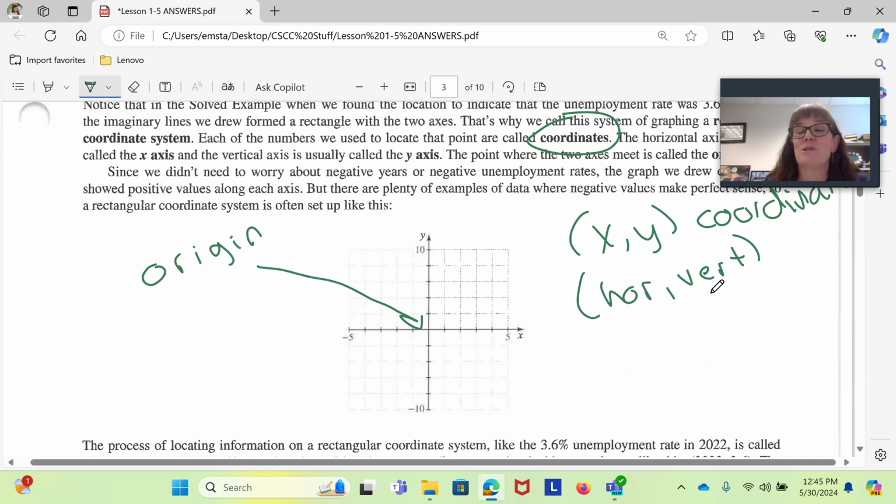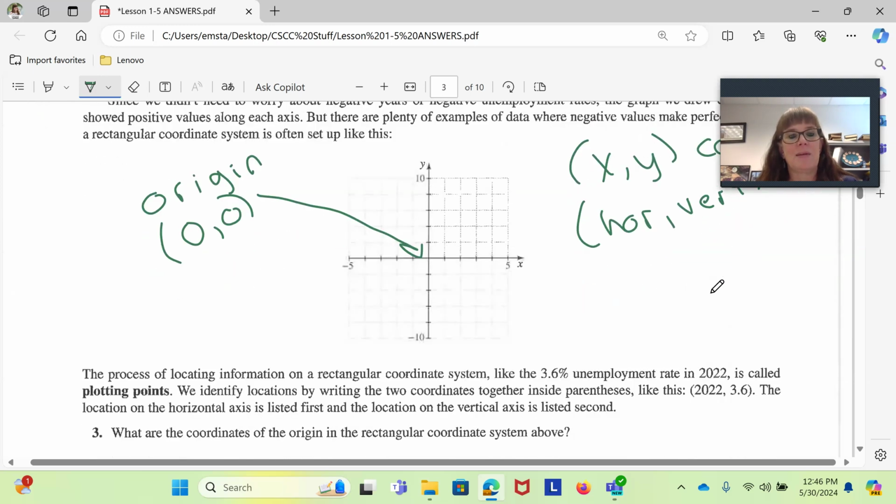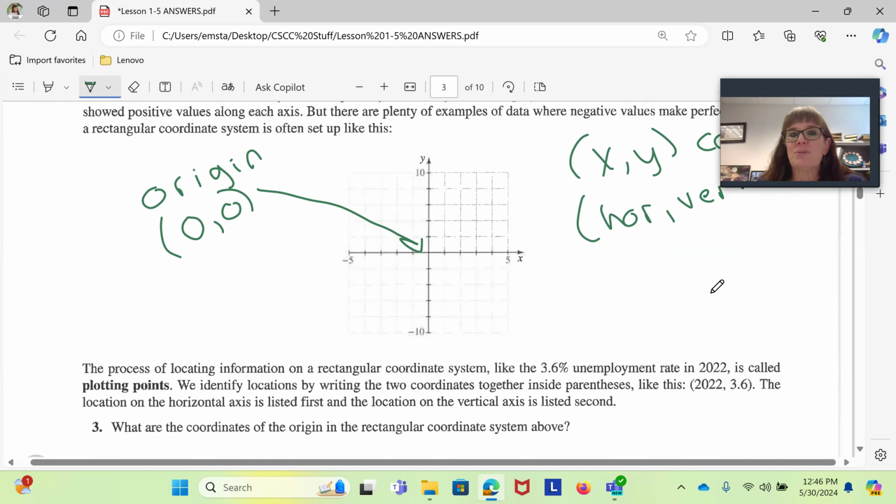It's called the origin because that is your starting point when you graph any point. And it has the ordered pair 0, 0. If you think of an ordered pair as being directions, then the origin says don't go anywhere at all. Stay right here. This is where you start. So when we graph these, it's called plotting points.